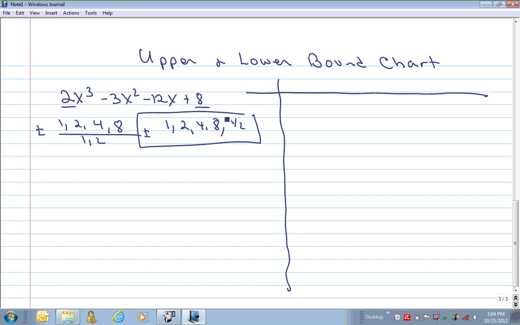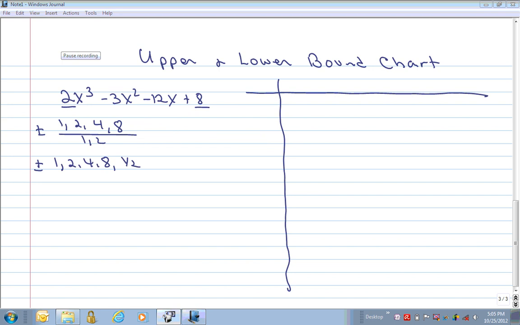We could look at the Descartes chart, but we're not going to do that. We're going to work on this lower and upper bound. I'm going to erase this right here for just a minute so I have a little bit more room. So hold on just a second.